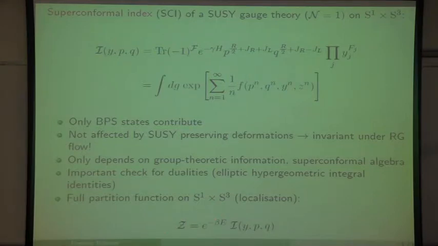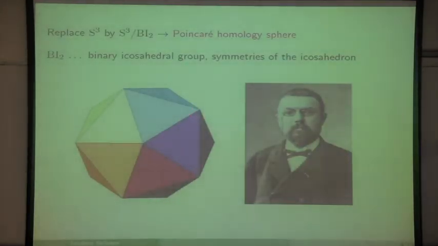Now, what is the Poincare homology sphere? What if we replace this S3 by a specific quotient, namely a quotient by the binary icosahedral group, which is essentially the double cover of the isometries of an icosahedron? By that I mean discrete rotations which leave the icosahedron invariant. It turns out that there are 60 of them, so the binary icosahedral group is a group of order 120.